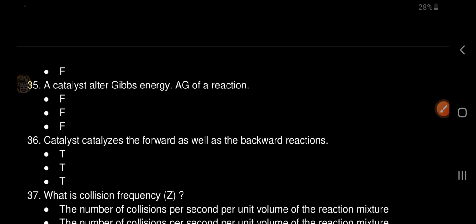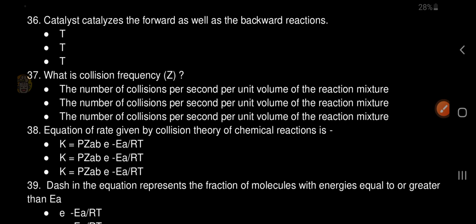delta G of a reaction. False. Catalyst catalyzes the forward as well as the backward reactions. True.